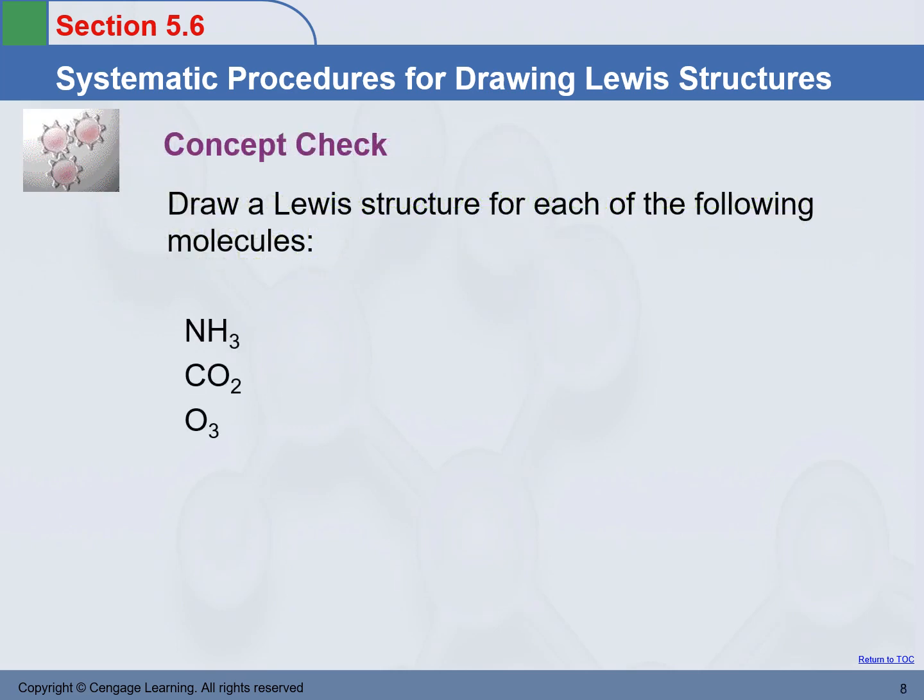Draw the Lewis structure for each of the following molecules. Follow the 5 or 6 steps, starting from calculating the total number of valence electrons, and go through the steps for each one of these. When you're done, come back to check the answer key. So pause the video and start. Here is the answer key. Ammonia, carbon dioxide, ozone.